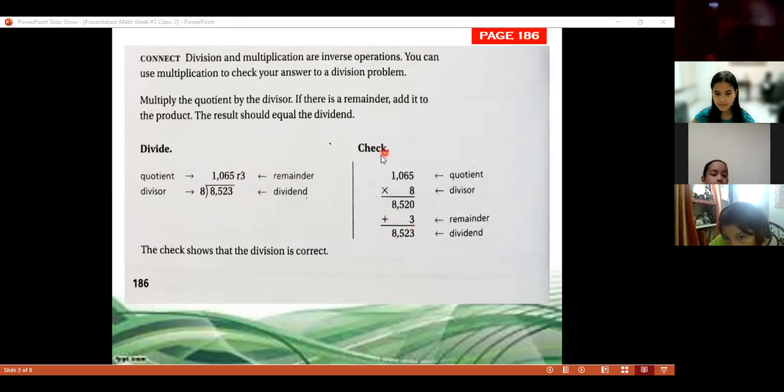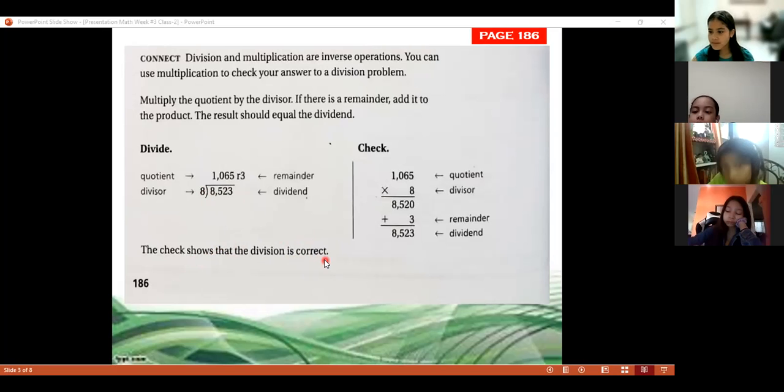In this way, we can check the answer, multiplying and adding the remainder to get the dividend. So the check shows that the division is correct. This is how we check the answer if we want to be sure that our answer is correct. So this page 186 is important. You can practice checking your answers.